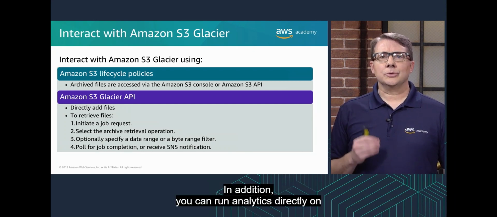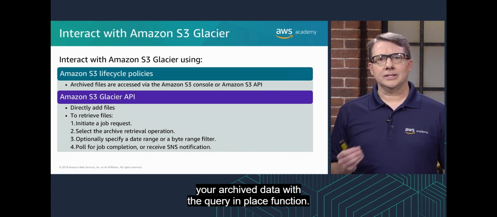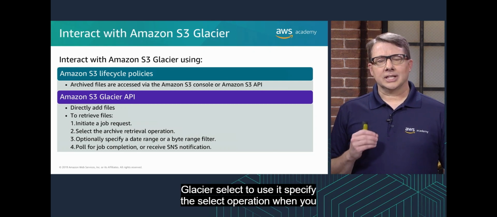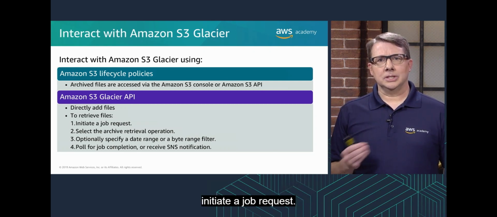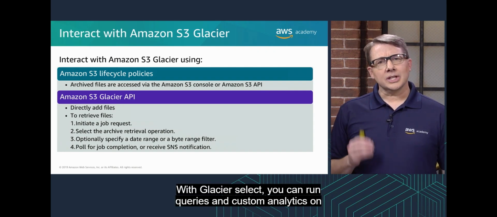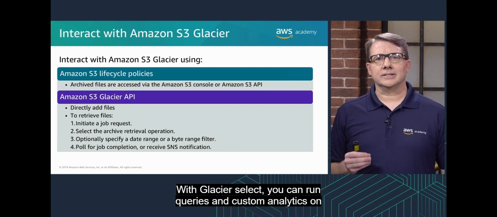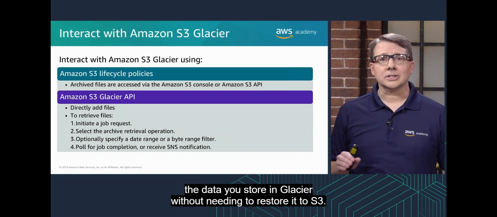In addition, you can run analytics directly on your archive data with the Query in Place function, Glacier Select. To use it, specify the select operation when you initiate a job request. With Glacier Select, you can run queries and custom analytics on the data you store in Glacier without needing to restore it to S3.